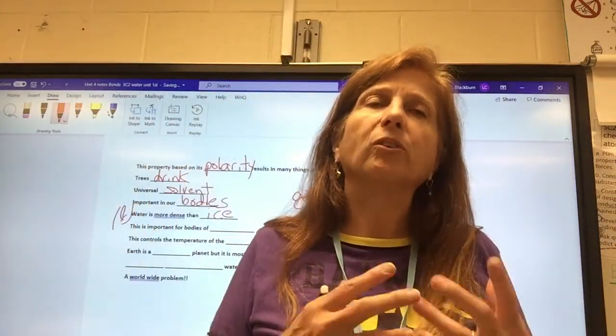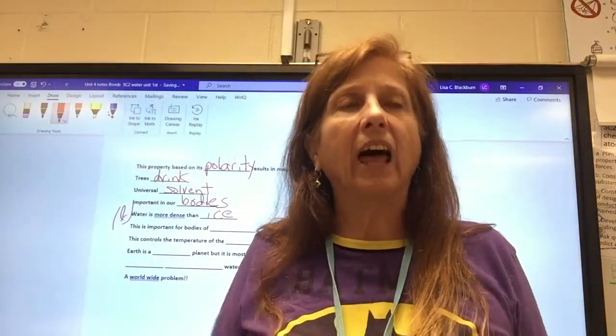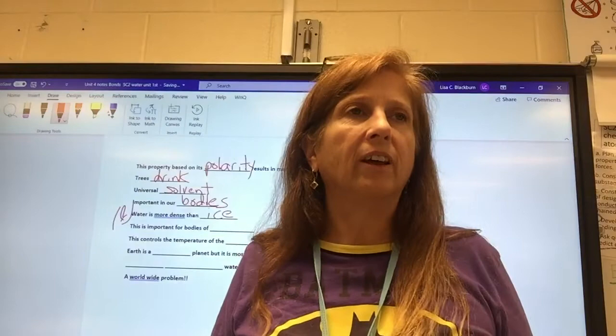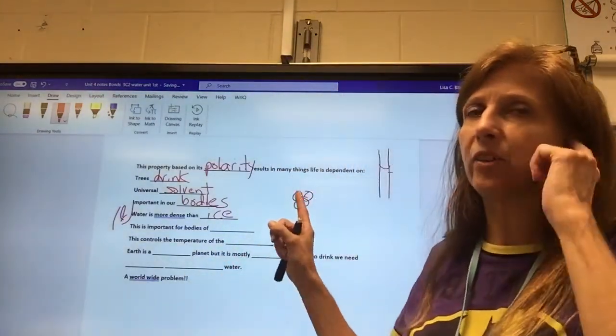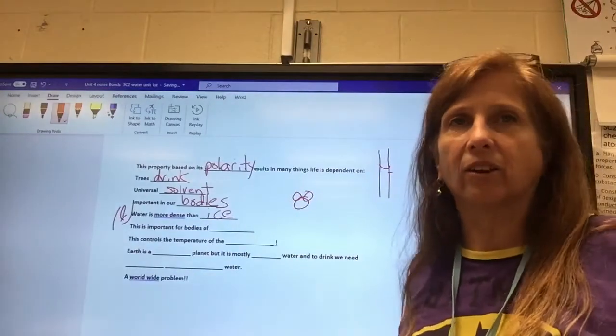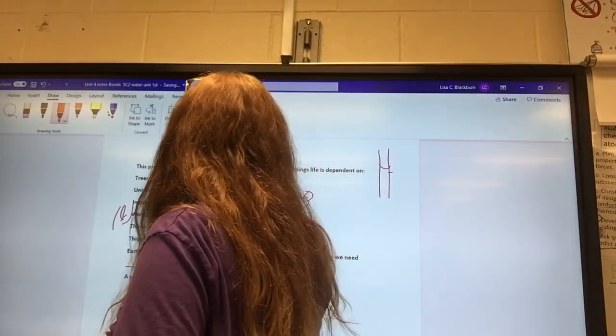If the bodies of water didn't stay alive, we would not stay alive. Life is based on ocean life. Does that make sense to you? So once again, if water didn't have this property, no life on planet Earth. Another aspect of it. So this is important for bodies of water.